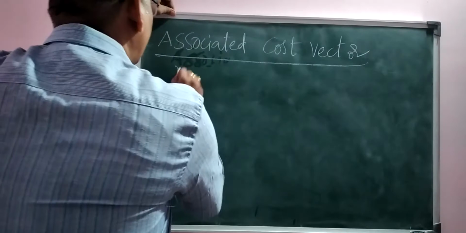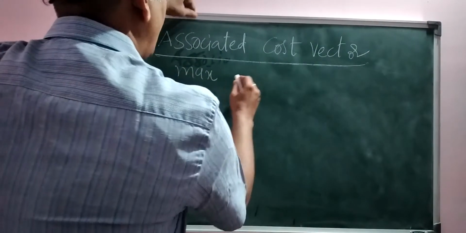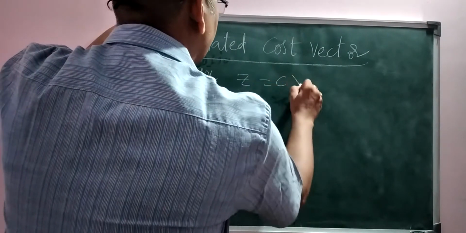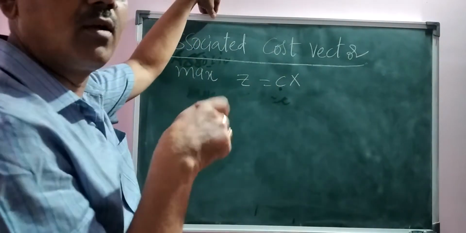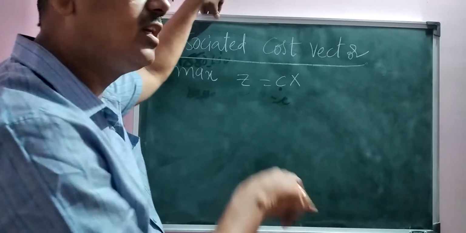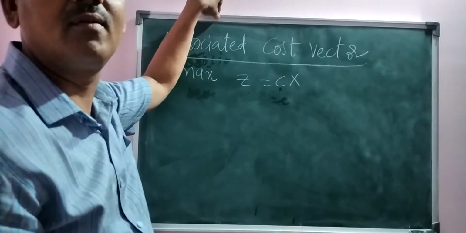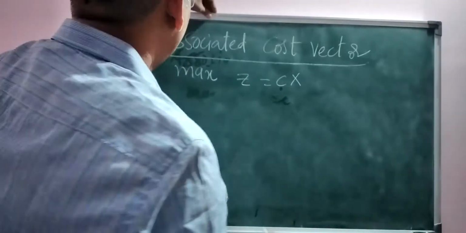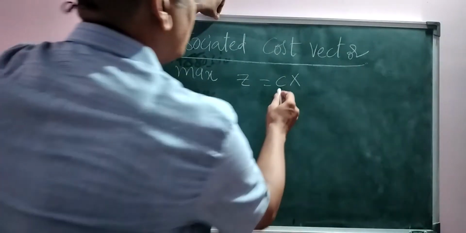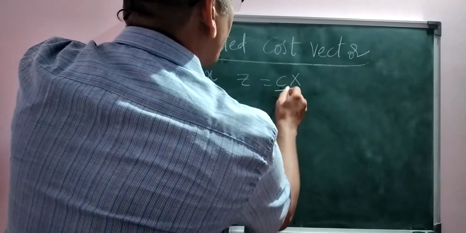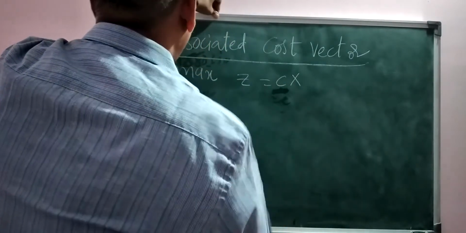So now I consider one particular form, maximize z is equal to cx. I am writing c, which means it is a row vector. If I write C transpose, it is a column vector, right? C is a row vector, then C transpose is a column vector. Finally, whatever here we should have a row vector, right?